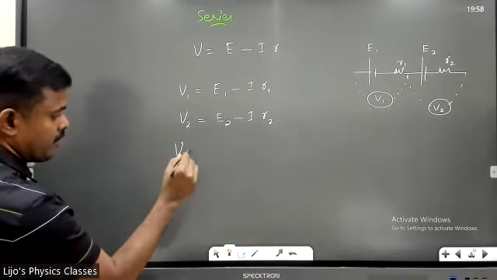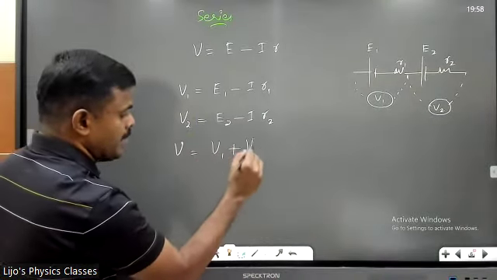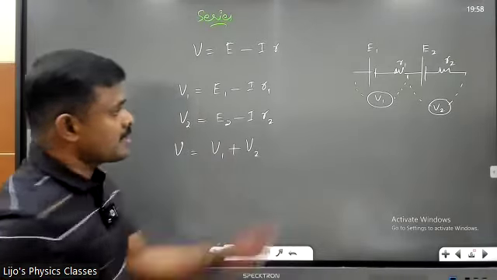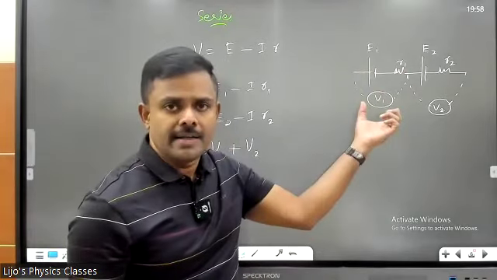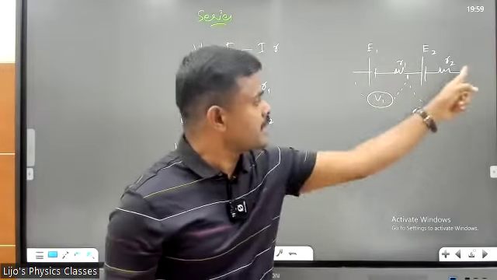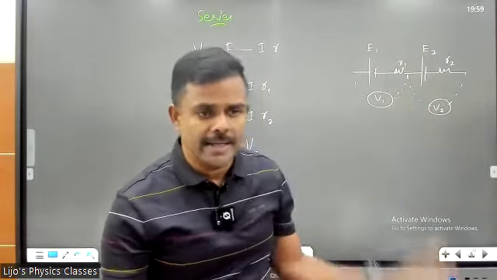So what is the total voltage across these two together? It is V1 plus V2. I'm repeating. First, across the first cell, V1 is equal to E1 minus IR1. Across the second cell, V2 is equal to E2 minus IR2.